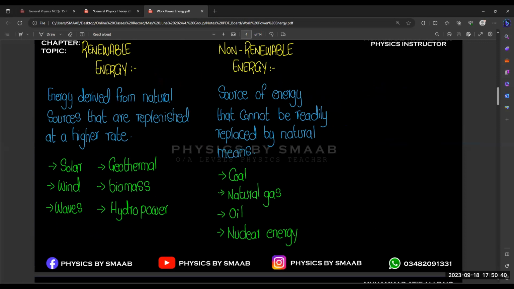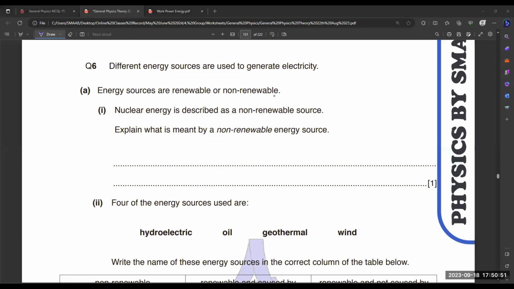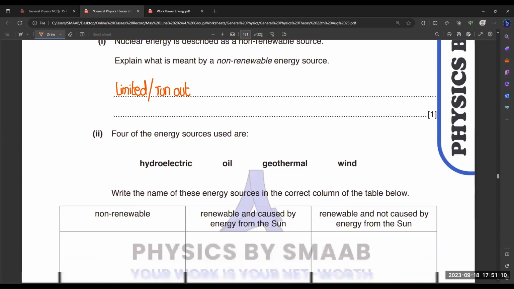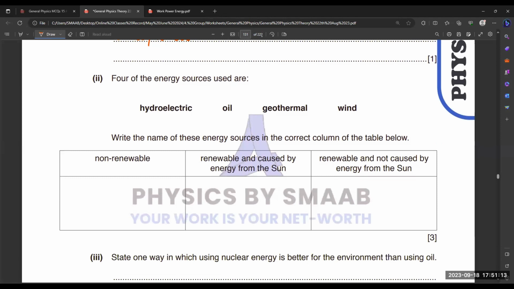A source of energy that cannot be readily replaced by natural means. Okay. All right. So we just need to write the definition in the first part, or you may write those sources which are limited or that will run out shortly. Okay. So there are different ways to write the definition. And in the next part, four of the energy sources used are hydroelectric, oil, geothermal, wind. Write the names of these energy sources in the correct column.